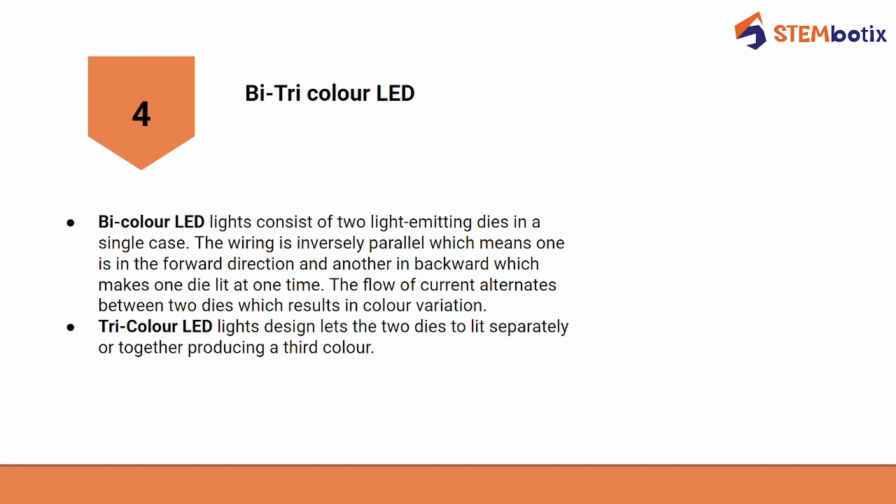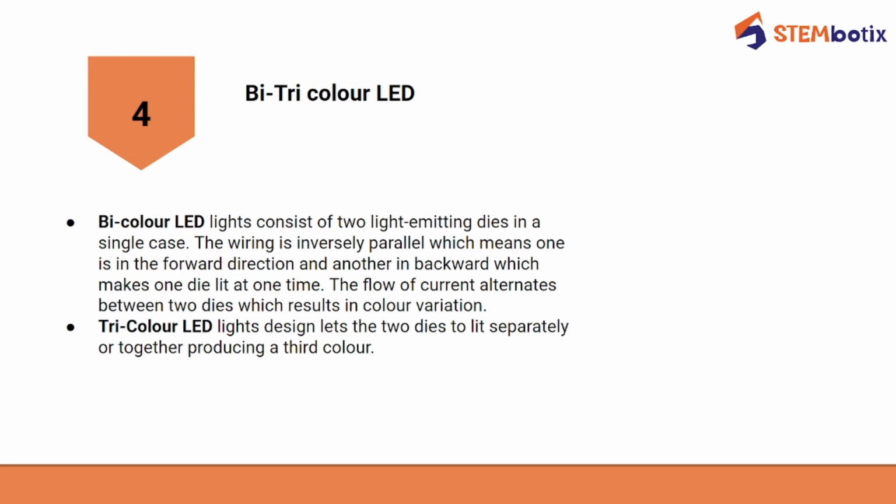The wiring is inversely parallel, which means one is in forward direction and another in backward, which makes one dye lit at a time. Means in this type of LEDs, depending on the current, there would be emission of a single color at a single time. The flow of current alternates between two dyes, which results in color variation. Means the direction of current alters, and this alternating of current results in color variation.